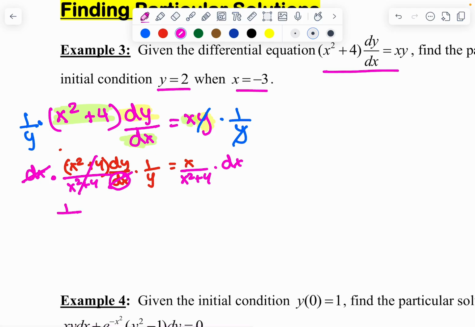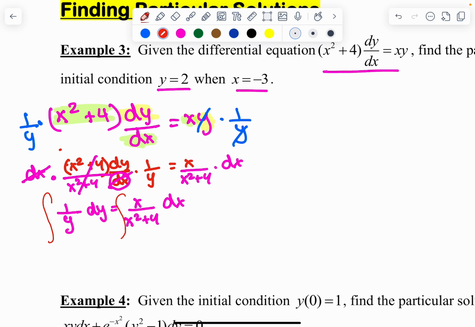So you do have to rewrite 1 over y dy equals x over x squared plus 4 dx. That has to be written if it's a FRQ question. All right, now that we've separated, everything looks like it's where it should be. I'm going to integrate. And the integral of 1 over y is ln of the absolute value of y.